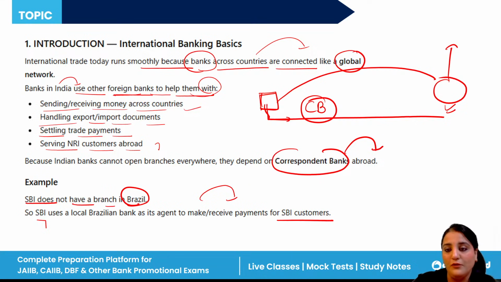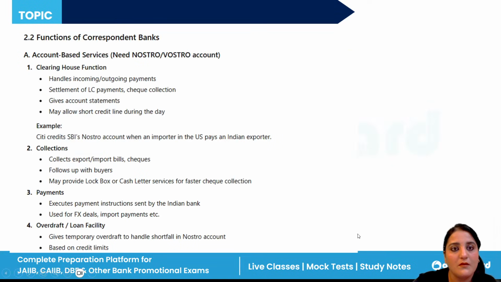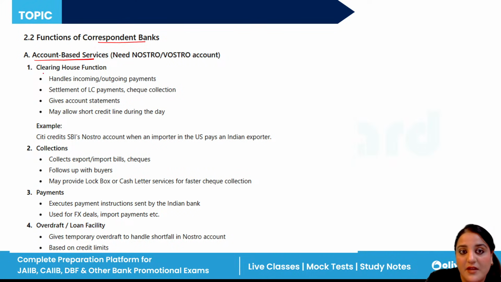Then now, what are the functions of correspondent banking? There are account based services, clearing house function, which handles incoming outgoing payments, which settles letter of credit payments, check collection, which gives account statements, which allows short credit lines during the day.